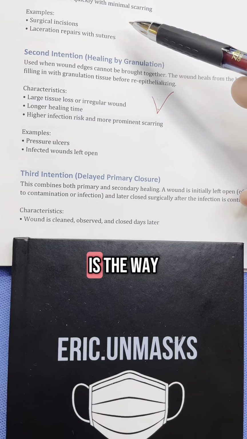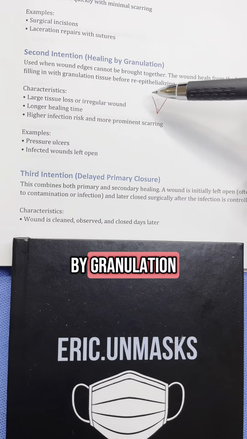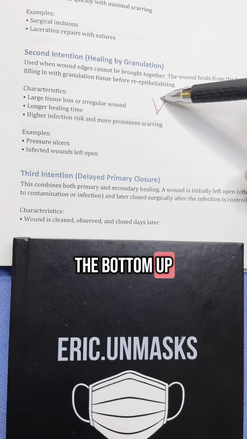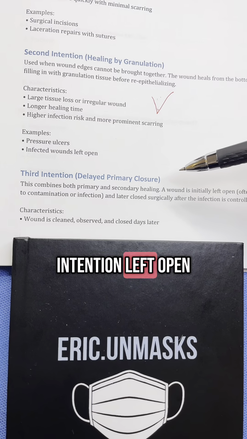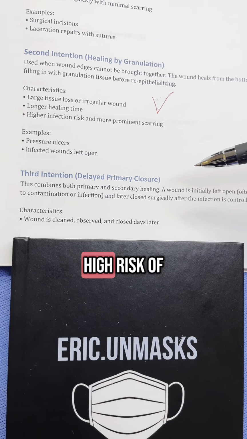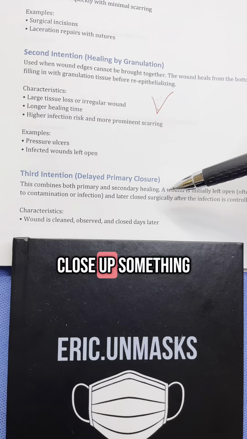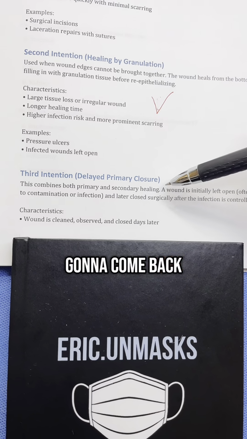So first intention is the way you want, normal clean wound edges. Second intention is by granulation. Think of it as closing from the bottom up. So your third intention is left open usually for a few days because there's a high risk of infection and there's contamination in it. So you're going to want to get rid of the contamination or the infection before you close. You don't want to close up something that's infected. So then you're going to come back and close it later.